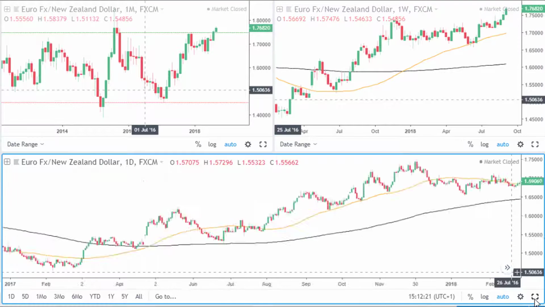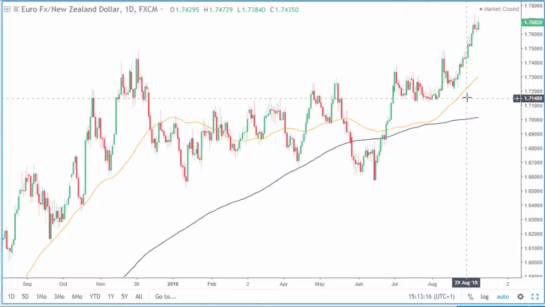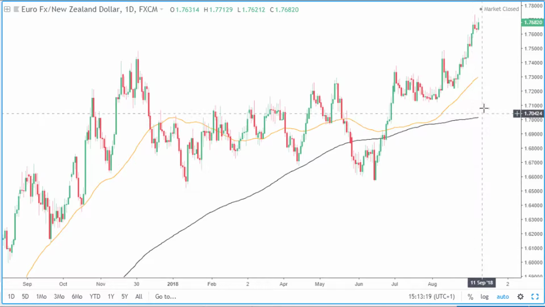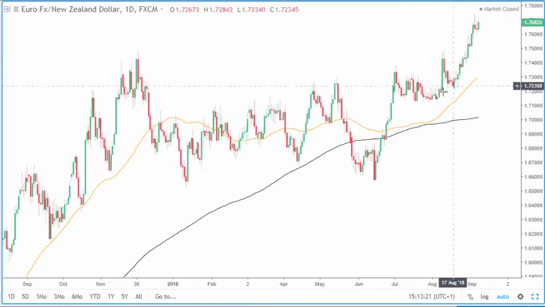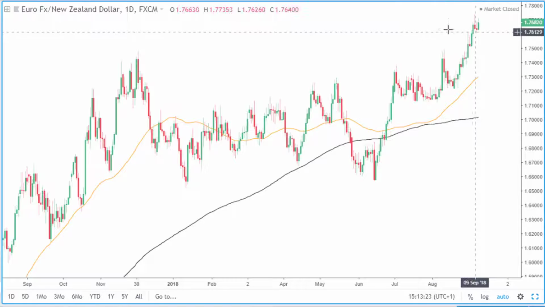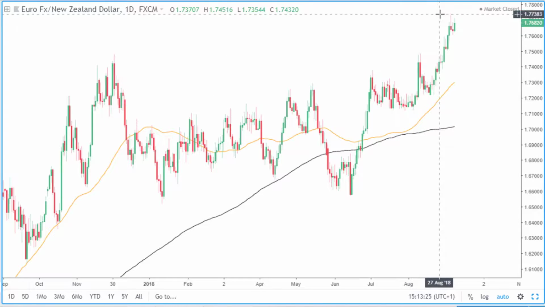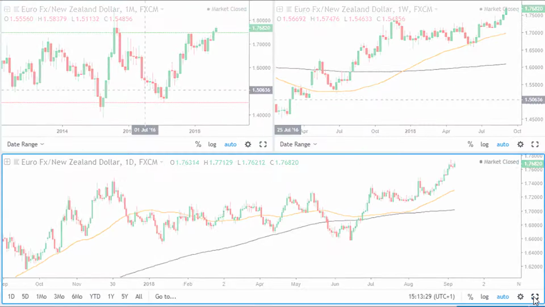Daily time frame, price is above the 50 and 200 simple moving averages. So nice trend starting to emerge. We're seeing higher highs and higher lows. So we just need to wait for a breakout of here before looking at any long opportunities.